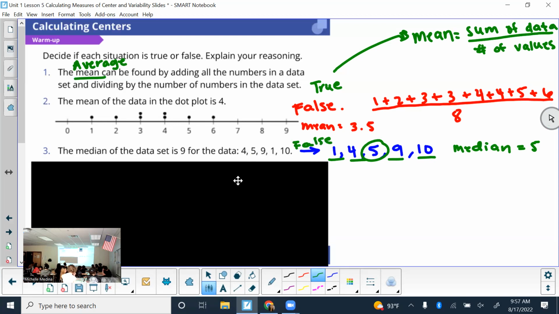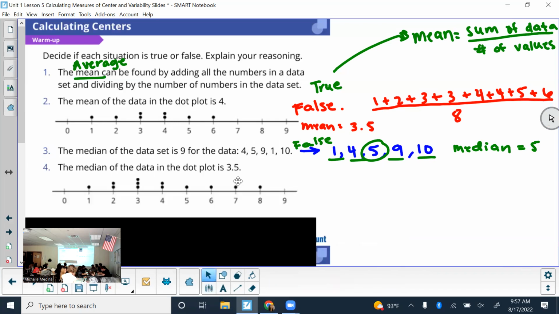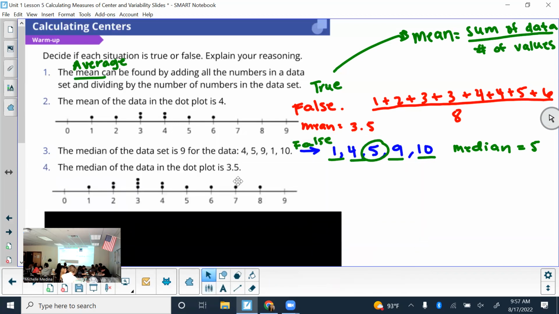All right, number 4. The median of the data on the dot plot is 3.5.